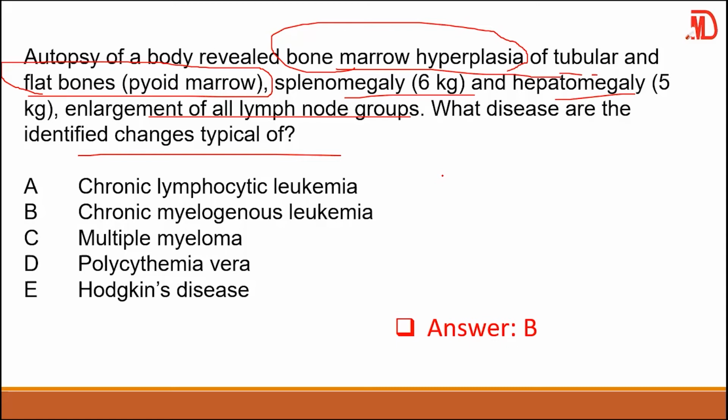Okay. And another clue that can also help you is the fact that we also have organomegaly in a chronic myelogenous leukemia. We have organomegaly that includes the liver and the spleen. We can even have a painless lymphadenopathy. So all of these characterize a myelogenous leukemia. And like I said, the opposite will be true for a lymphocytic leukemia. So over here, your answer is B.